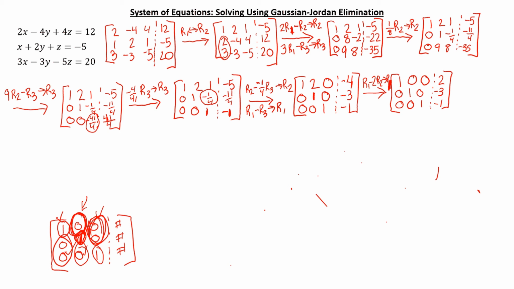So right now, we've done the Gauss-Jordan elimination. You have your diagonal of 1s, your triangles of 0s on the top right and the bottom left. And now this will give us our solution. x is equal to 2, y is equal to negative 3, and z is equal to negative 1. And these come right from that last column.